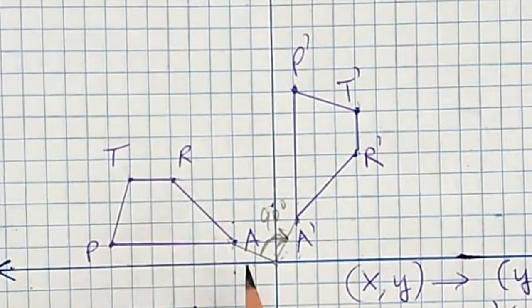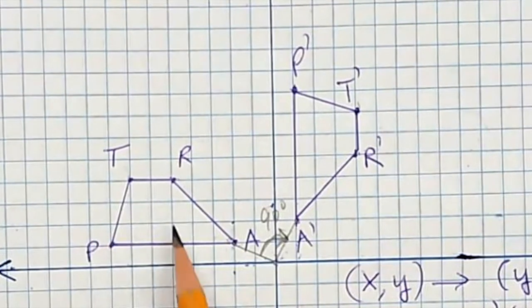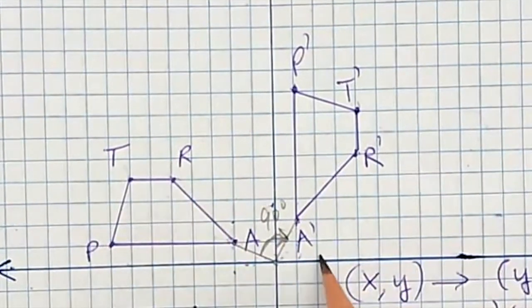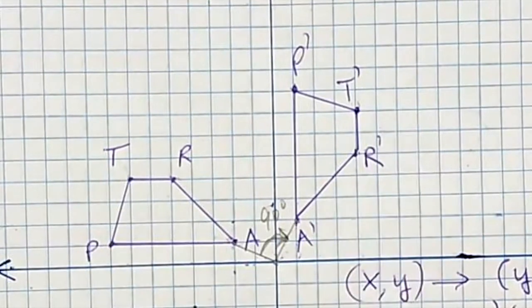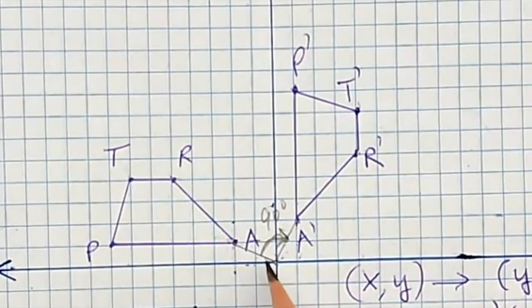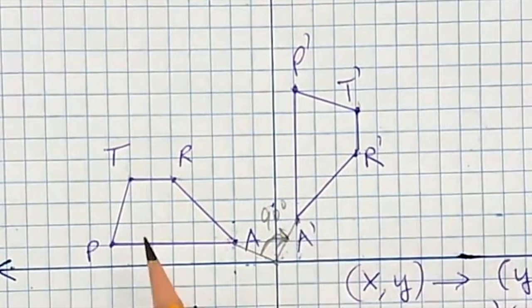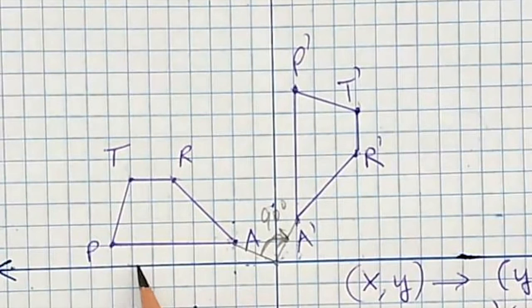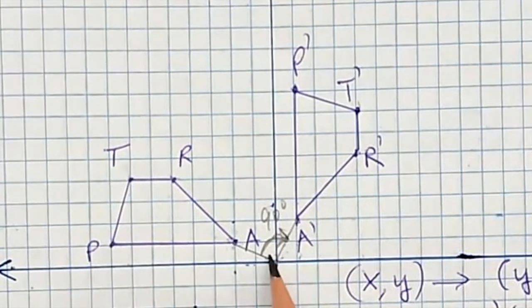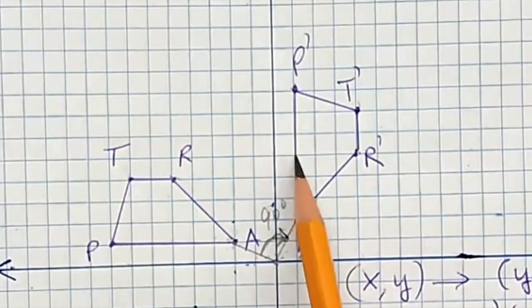So let's do point R. 1, 2, 3, 4, 5. 1, 2, 3, 4. So I go 1, 2, 3, 4, then 1, 2, 3, 4, 5, right? Just switch the numbers around. For A, it's 1, 2, and then 1. So I go 1, and then 1, 2. For P, 1, 2, 3, 4, 5, 6, 7, 8, and then 1. So I'm going to go 1, and then 1, 2, 3, 4, 5, 6, 7, 8.